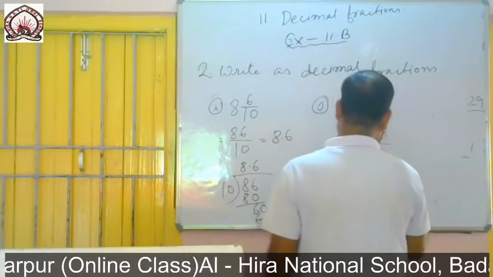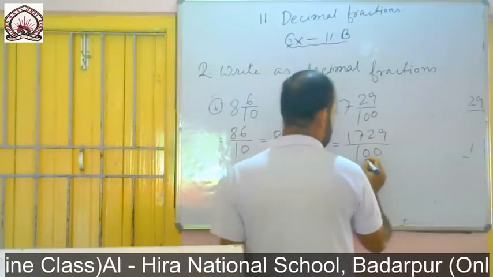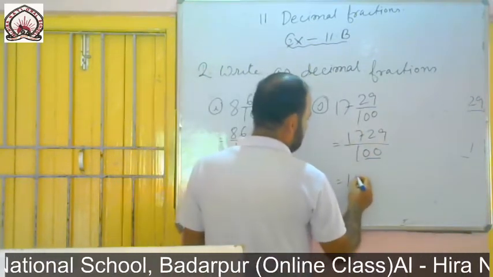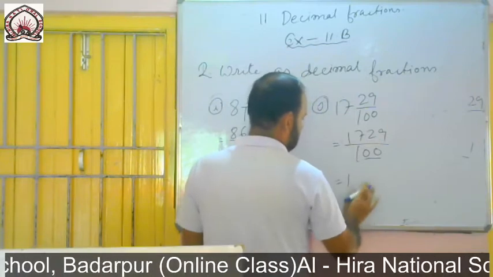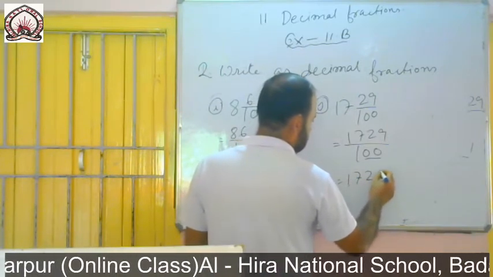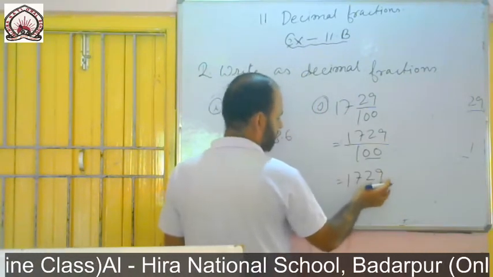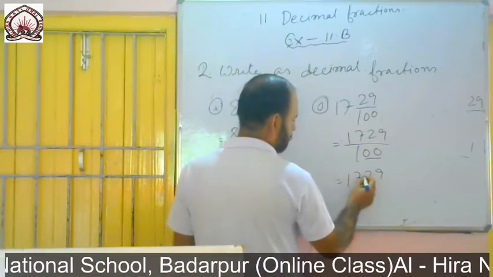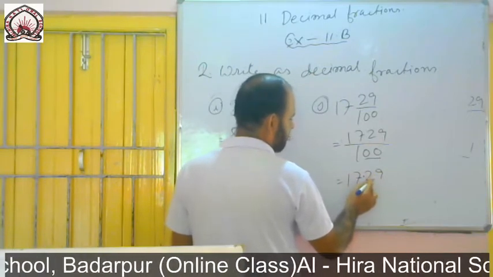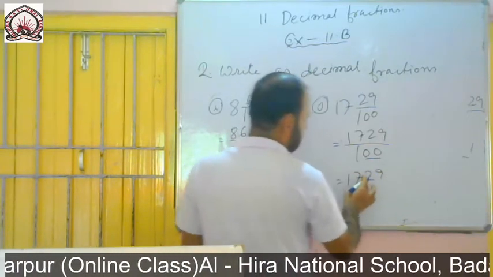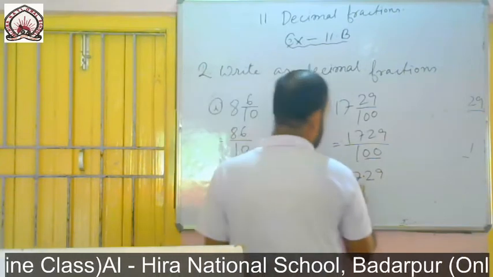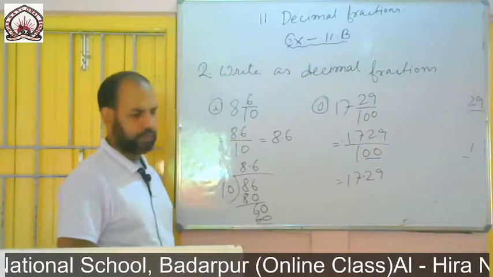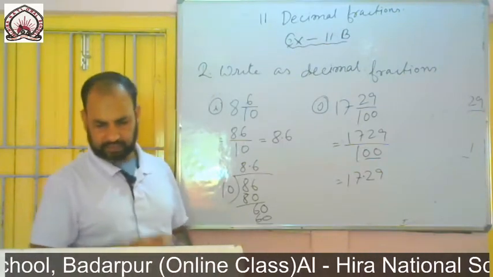Now we write it as a decimal fraction. In 100 there are 2 zeros. So from the right side, before 2 digits, we give a point. Here 9 is one digit, 2 is another digit, that means 2 digits, so we give a point there. The answer is 17.29.